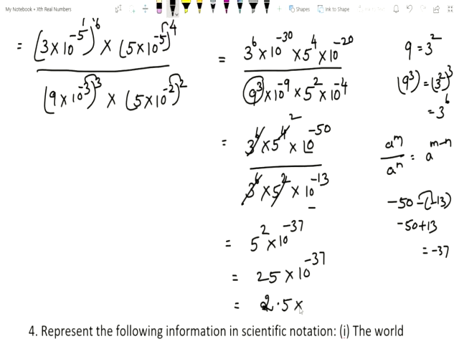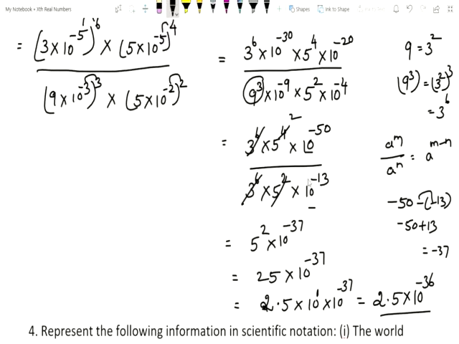2.5 into 10 power 1, into 10 power minus 37. So now 2.5 into 10, add the powers: 1 plus minus 37. So what will you get? 10 power minus 36. So this is the answer. You understand, children? We must do these very important sums carefully. Do you have any doubt in this?